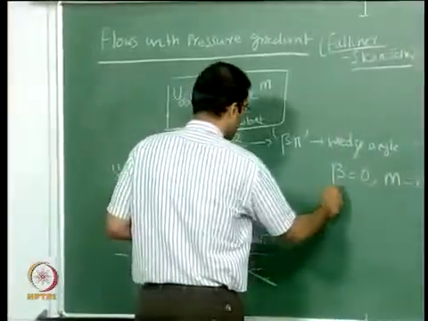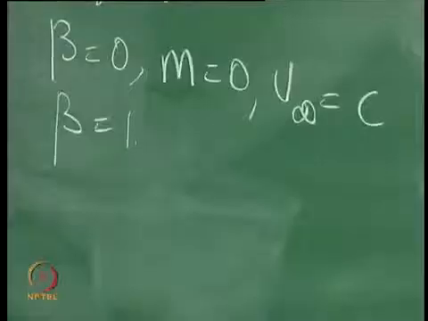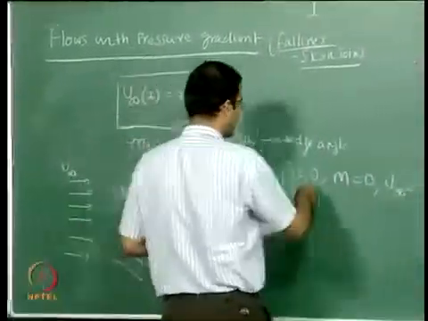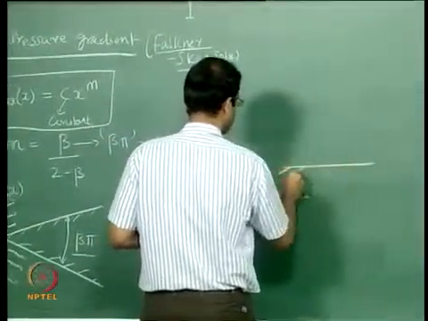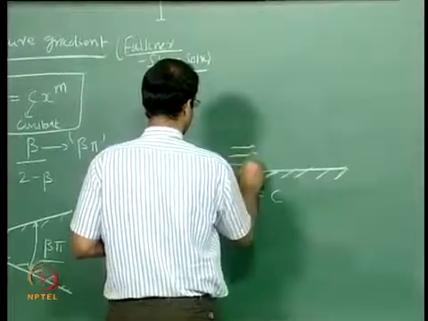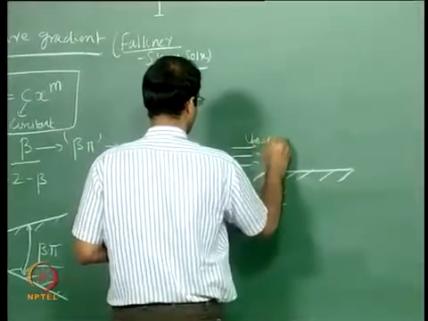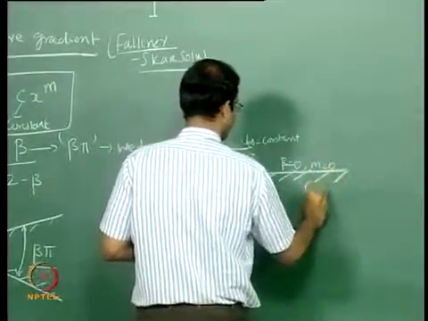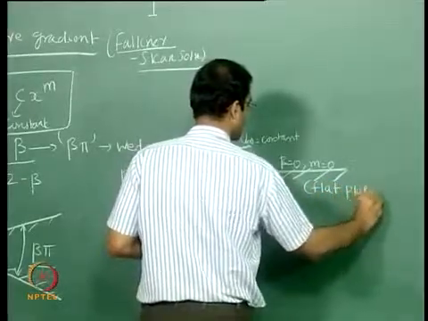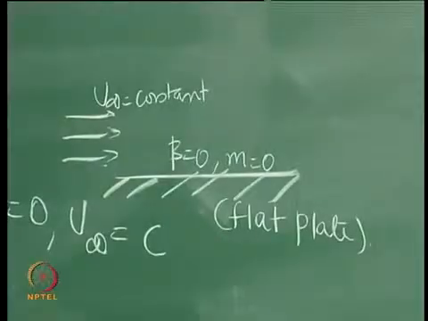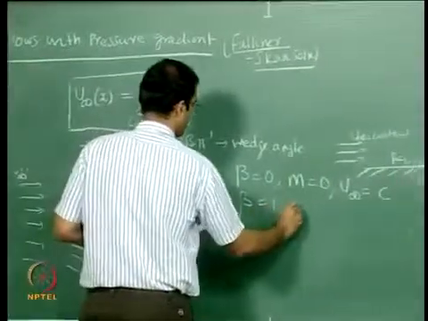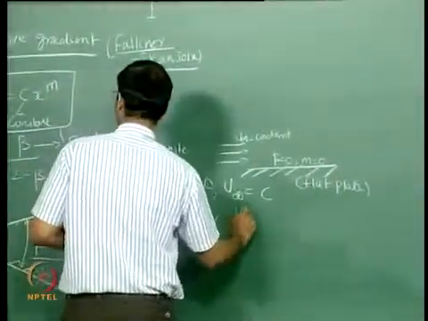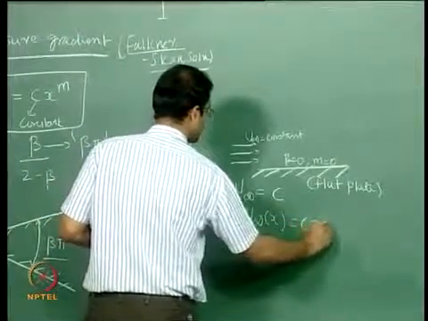Now if my beta equals 1, for example, how does this flow look? So let me draw the different cases. Beta equals 0, as you can see, will be a flat plate. Now if my beta equals 1, what will happen to m? m equals 1. Therefore my u infinity of x will be C x.